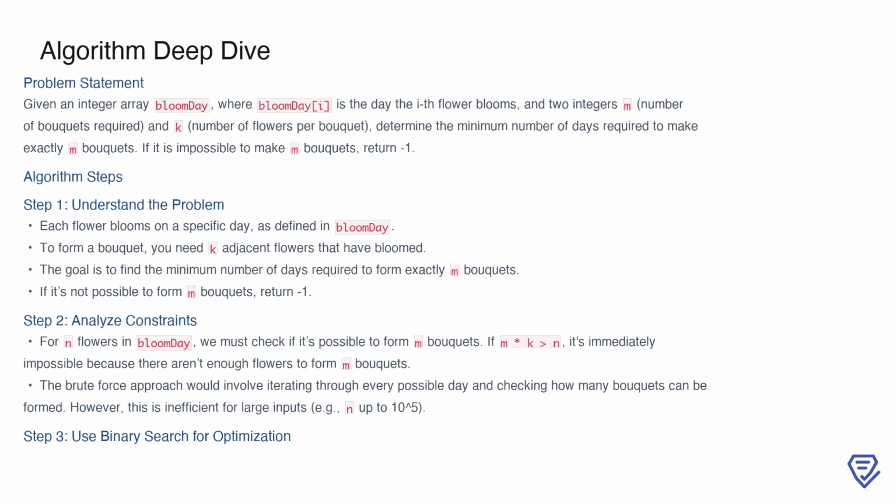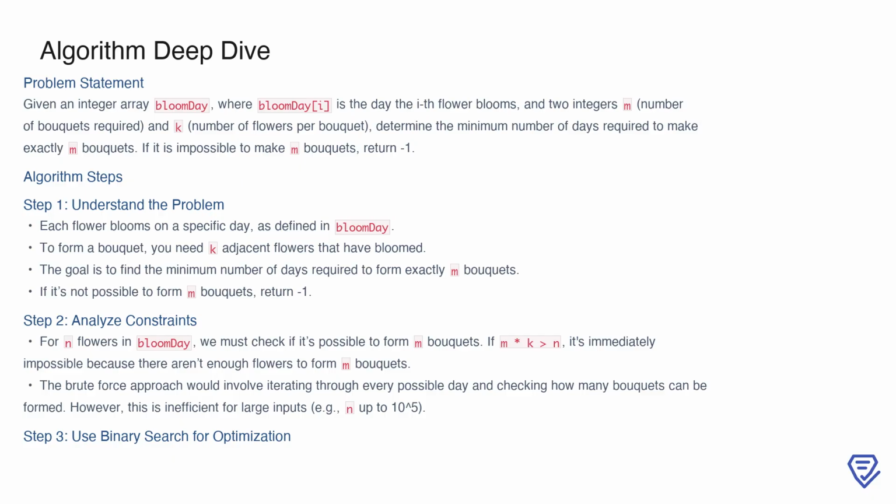To solve the problem of finding the minimum number of days required to form exactly m bouquets, we start by understanding the constraints and requirements. Each flower blooms on a specific day, defined by the bloomDay array. To create a bouquet, we need k adjacent flowers that have bloomed. The objective is to determine the minimum number of days needed for this, or return -1 if it's not possible to form m bouquets. One important constraint is that if m*k exceeds the number of flowers n, it's immediately impossible to create the required bouquets since there aren't enough flowers available.